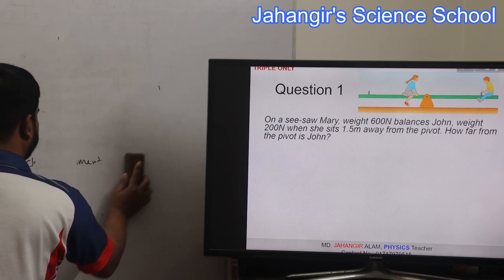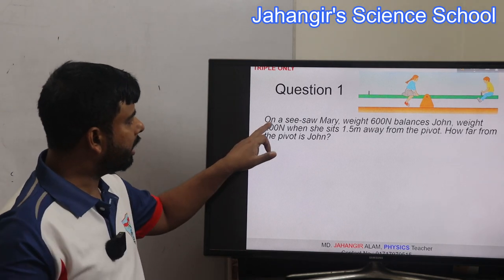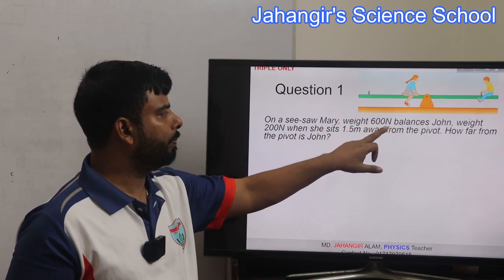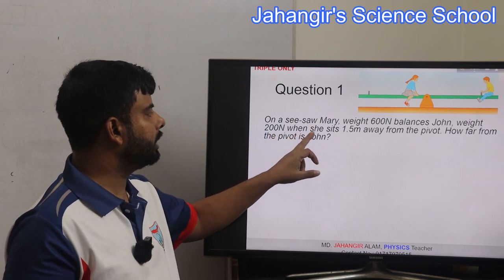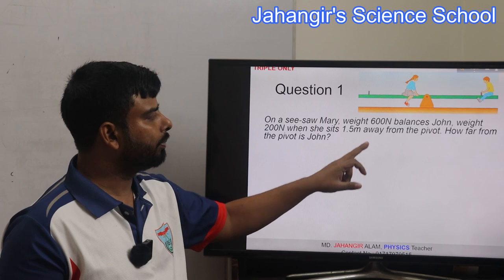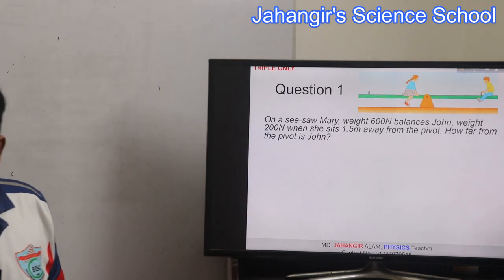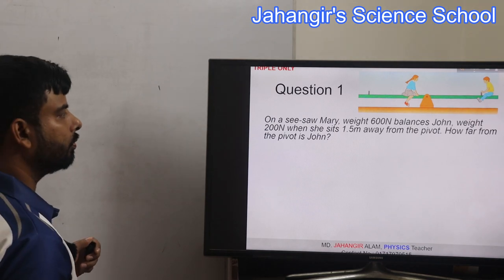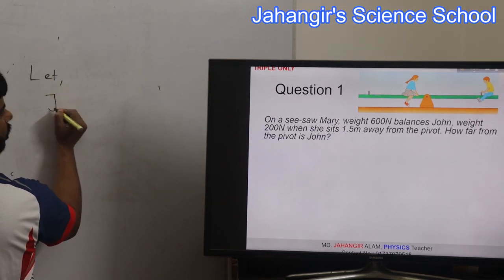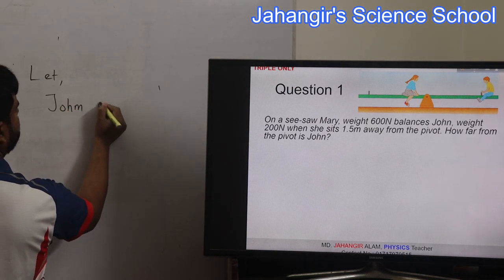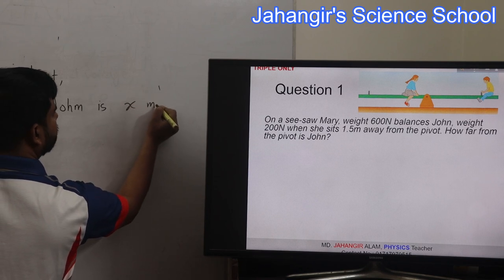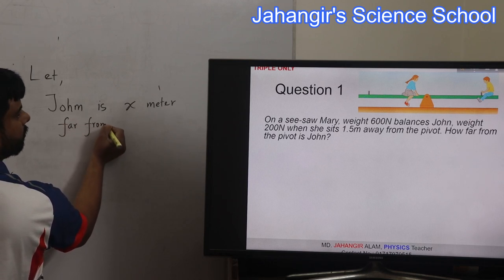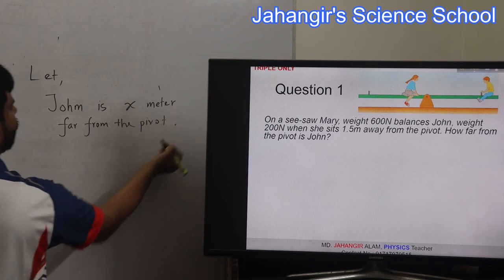Now look at the question here. There is a mathematical question. On a seesaw, this one is the green color seesaw, Mary weight 600 newton balances John weight 200 newton when she sits 1.5 meter away from the pivot. How far from the pivot is John? So John is X meter far from the pivot. We have to find out this.